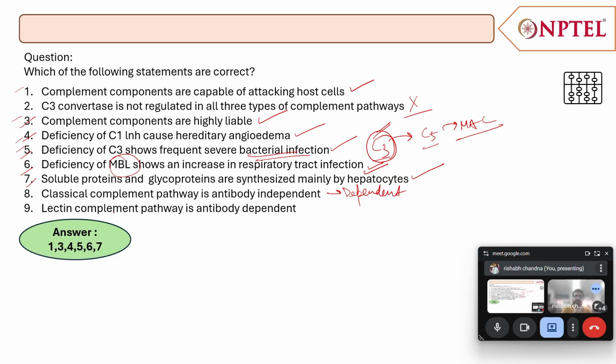Lectin complement pathway is antibody dependent. No, it is antibody independent. Okay, so the correct answer is option 1, 3, 4, 5, 6, and 7. Okay, so any doubts in this particular question?